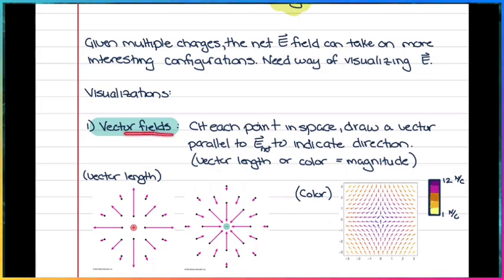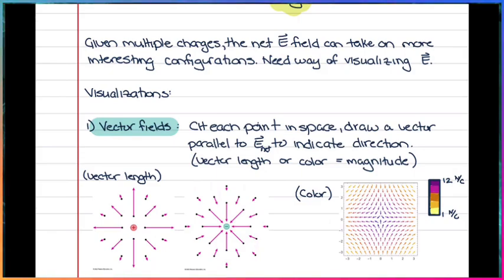So we could think about drawing the electric field as a vector field, where at each point you draw a vector that is parallel, or you might say tangent, to the net electric field at that location, and that indicates direction. And then you can make those arrows longer or shorter if you want to convey magnitude that way, or what often is done is a color bar is used to convey magnitude so that the arrows aren't too busy.